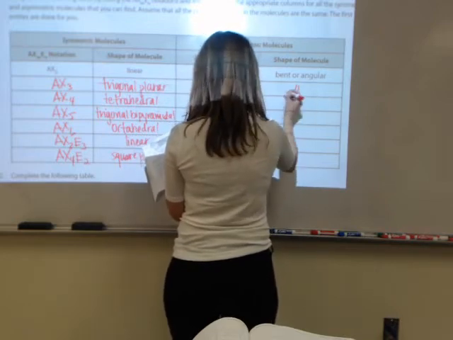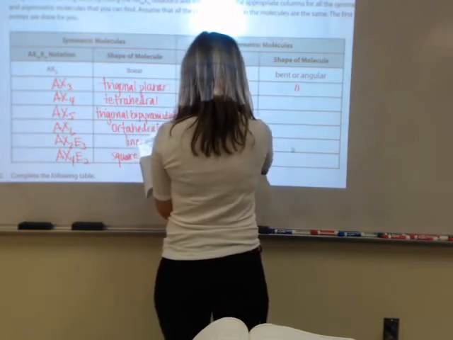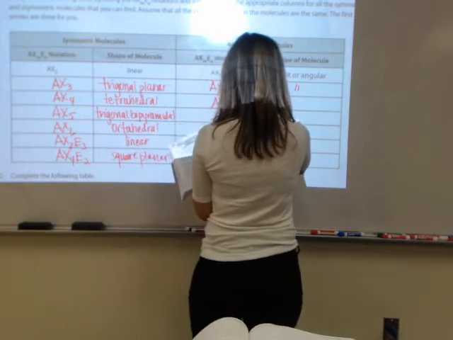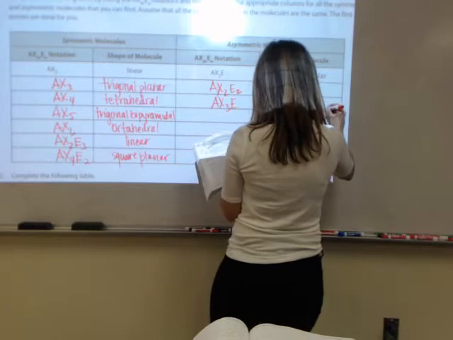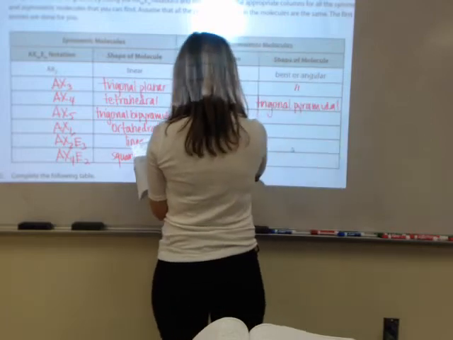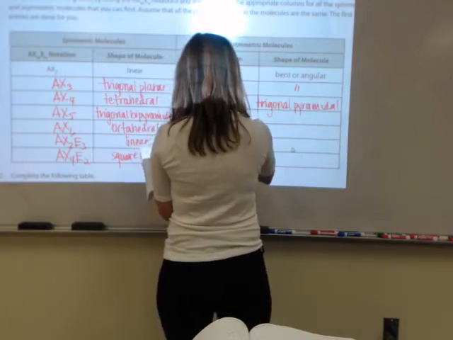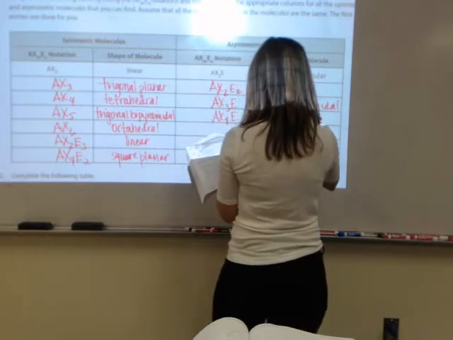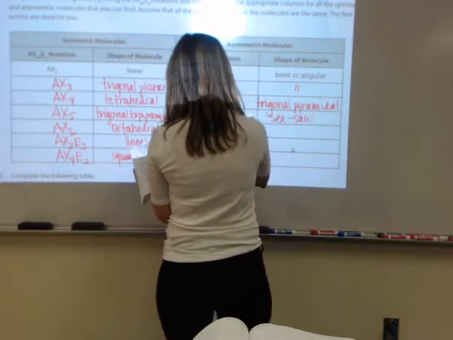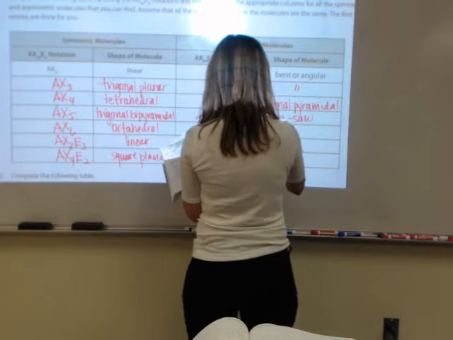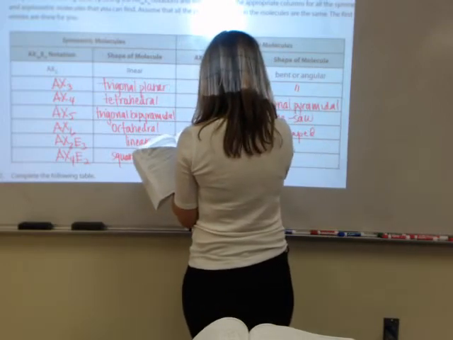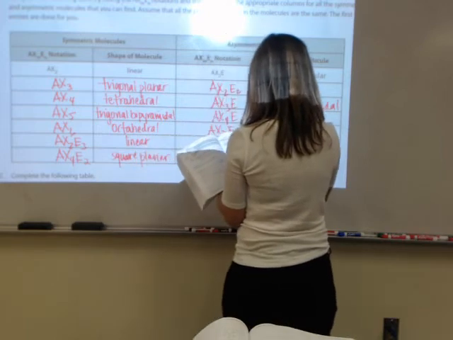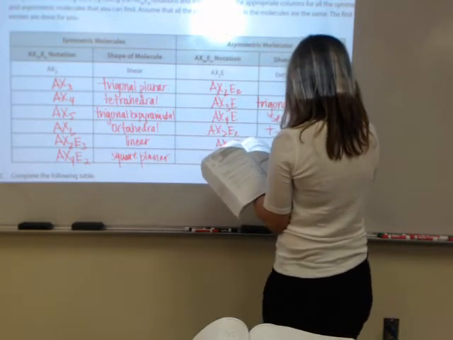For the asymmetric molecules, the notations AX2E2, which is bent or angular, and then AX3E, which is trigonal pyramidal, and then AX4E, which is seesaw, AX3E2, which is T-shaped, and AX5E, which is square pyramidal.